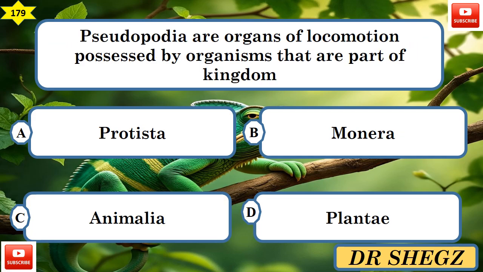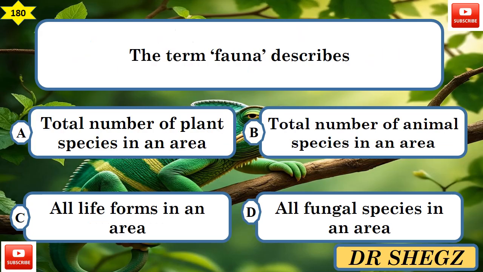Pseudopodia are organs of locomotion possessed by organisms that are part of kingdom Protista. Remember, amoeba is a typical example. Amoeba has pseudopodia and is a member of the Protista kingdom.